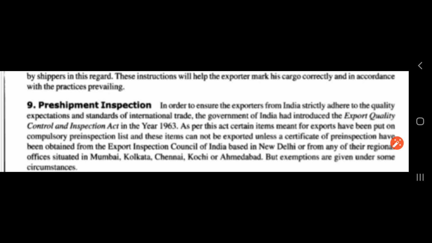So these are the 8 steps, and the last step is pre-shipment inspection. That means after manufacturing the products, and after packing and after marking on the packing, on all the packages we have marked also, then there will be a pre-shipment inspection. That is why, as we have discussed, everything should be done to the standards in order to avoid or prevent rejections in this pre-shipment inspection.